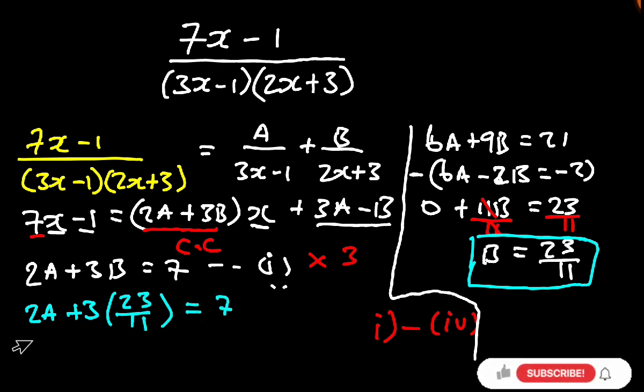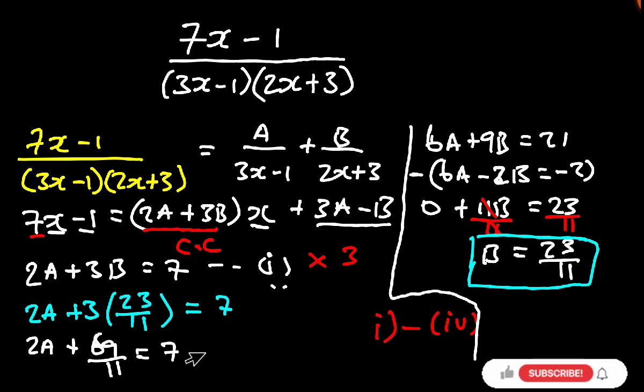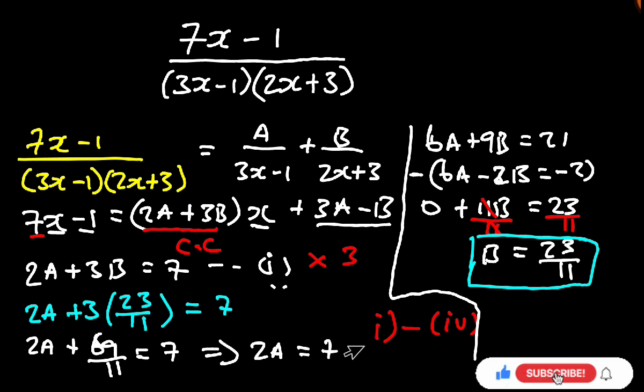So we have 2a plus 3 times 23 is equal to what? 3 times 3 is 9, 3 times 2 is 6. So this is 69 over 11, equals 7. So we have 2a is equal to 7. Let's take this to the right hand side. It's going to be equal to 7 minus 69 over 11.